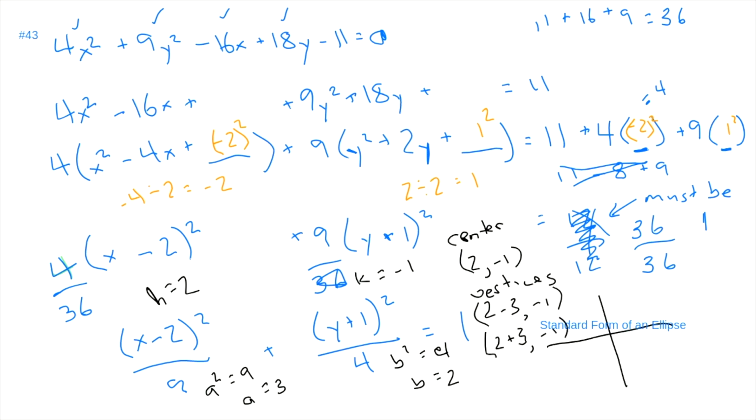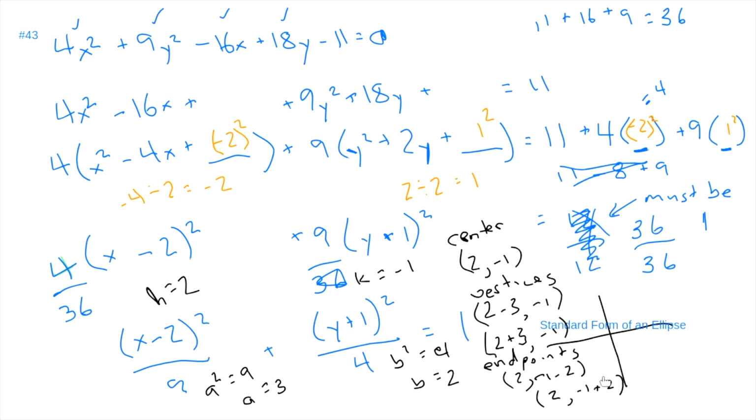And where are the endpoints of the minor axis? Well, they're at (2, -1), except you move over 2. So you have (2, -1), (2, -1) plus or minus 2, and obviously these don't quite look like points. You can convert this one to (-1, -1), this one to (5, -1), this to (2, -3), and this to (2, 1).